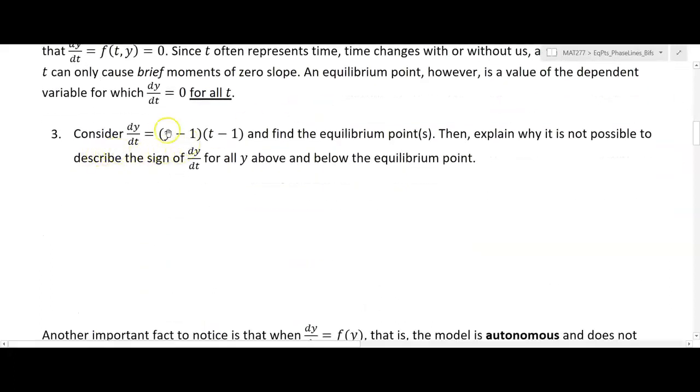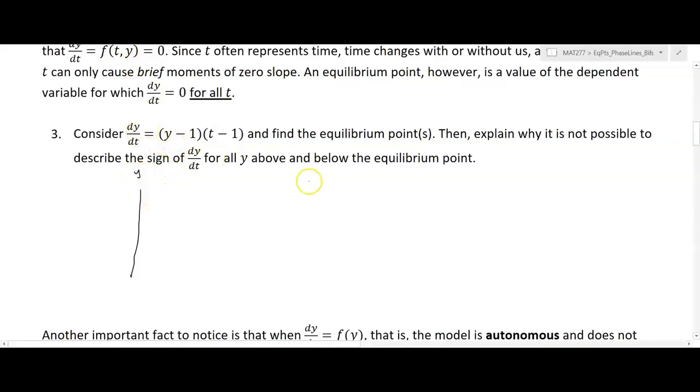Consider dy/dt equals the product of (y minus 1) and (t minus 1), and find the equilibrium points, and explain why it is not possible to describe the sign of dy/dt for all y above and below the equilibrium point. So what I'm going to do here is draw my y-axis vertically, same number line as we had up here.